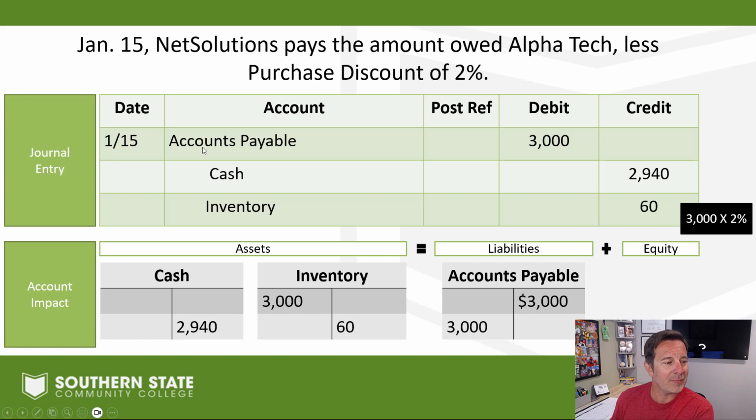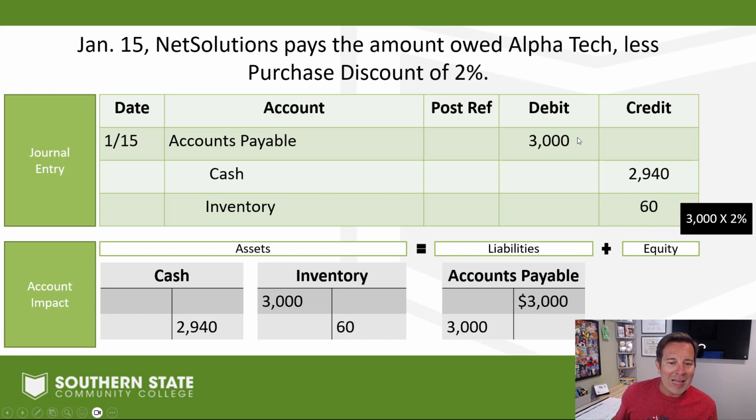So let's take a look. Accounts payable is going to go away. The amount that we owed was $3,000. We're paying that off. We're only really paying $2,940, 100% of $3,000 minus the 2% discount. That 2% discount, $3,000 owed times 2%, is $60. We're taking it out of inventory. Inventory needs to reflect all the amounts that we paid for inventory. If we end up getting a discount, we didn't pay that full amount, then we've got to pull it out of inventory. And that's what we're doing here.